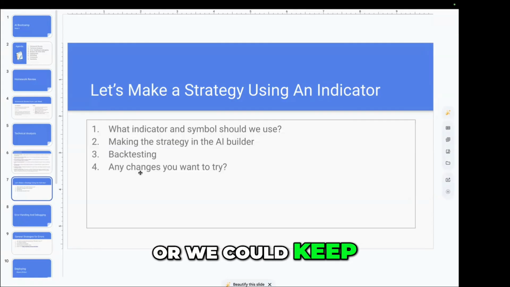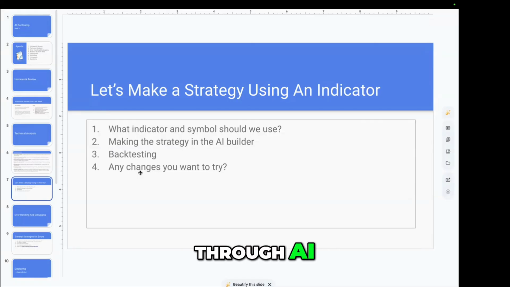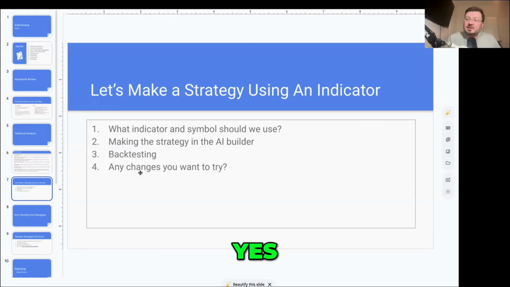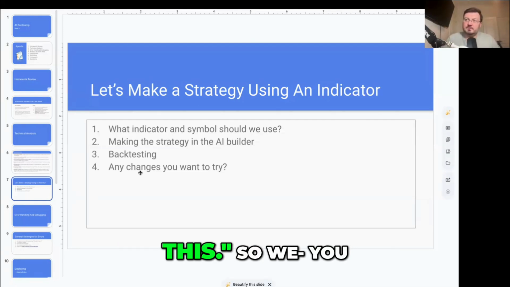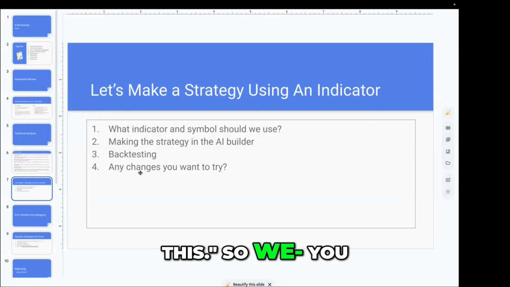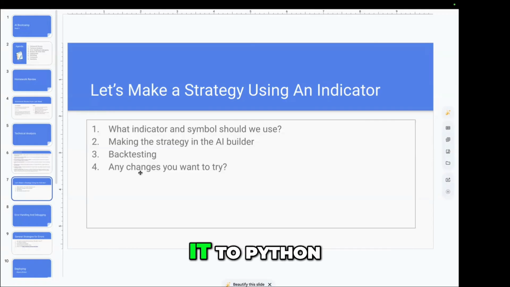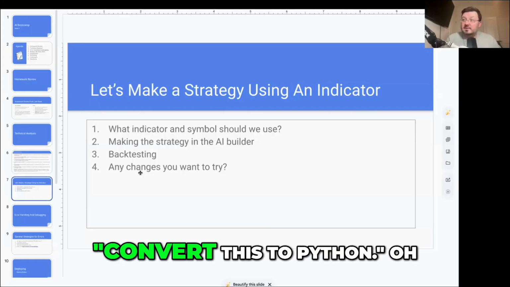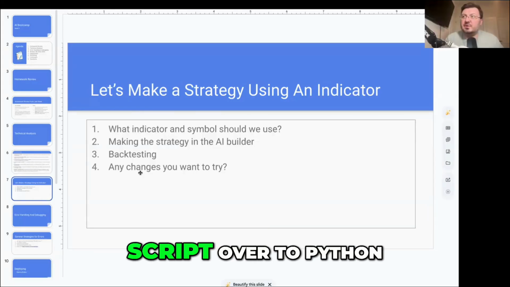Or we could keep it simple. Does he actually pull the Pine script off TradingView and put it in through AI? Is that how he's doing it? Correct. Yes. So he'll grab the Pine script. He'll give it to the AI and say, hey, use this, create an indicator off of this, and trade this. Cool. So you would convert whatever language you're using in TradingView, and it would convert it to Python. Correct. So you just say convert this to Python. Yeah, they use Pine script, so it'd convert Pine script over to Python.